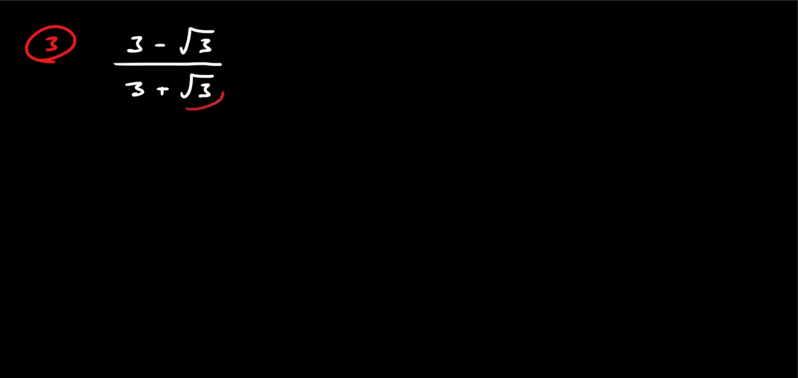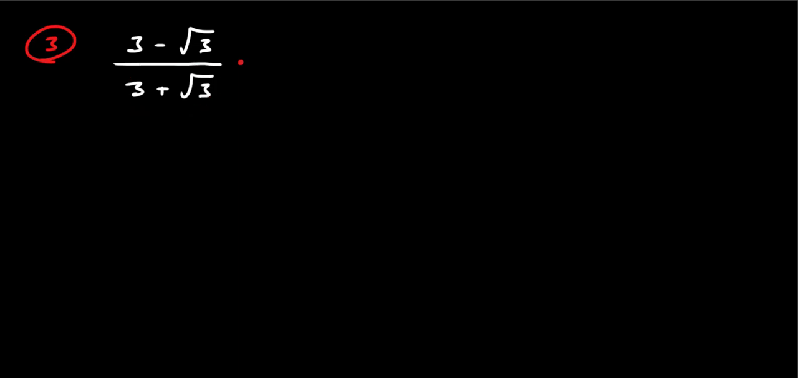Let's try another one. So this is example number 3. And this one is 3 minus the square root of 3 divided by 3 plus the square root of 3. Now you probably realize at this stage what we need to do. We need to take the denominator, which is an irrational number, because this square root of 3 here is irrational, so the square root of 3 plus 3 is going to be irrational. This is the square root of a prime number again. So what we're going to do here is multiply by the conjugate of this over itself.